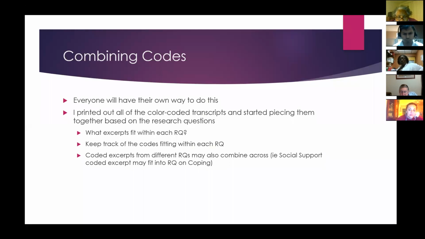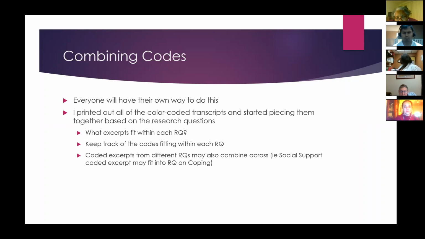I printed out all of the color-coded transcripts, and I just started piecing them together based on my research questions. It's really difficult to explain how I did that, because a lot of it just came out of my head as I was doing it. You're just going to start seeing patterns. If you look up examples of thematic analysis, you're going to find all sorts of different mind maps out there, and lines all over the place, and it can get really, really complicated. I tried to keep it as simple as I could, and I think one of the ways I was able to do that was because I had already structured my interviews in a way that allowed me to keep it organized. And I'm very process oriented, so that worked well for me. Might not work so well for others.